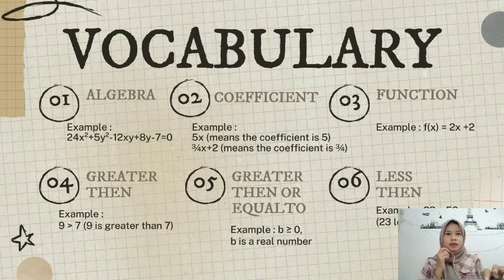And sixth, less than. Meaning in Indonesian is kurang dari. The sign less than can be used to indicate the difference in the number of objects that are less than the number of other objects. Example, 23 is less than 50.